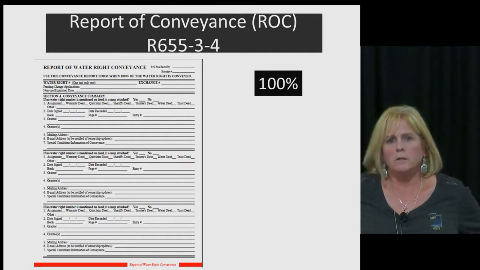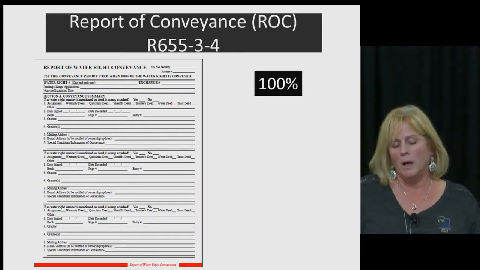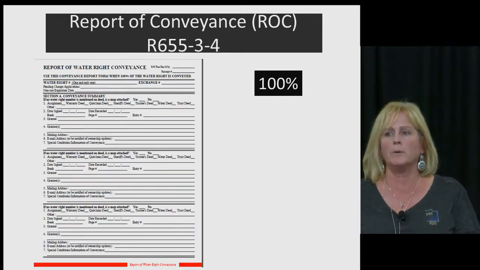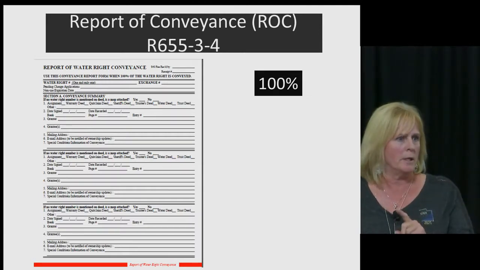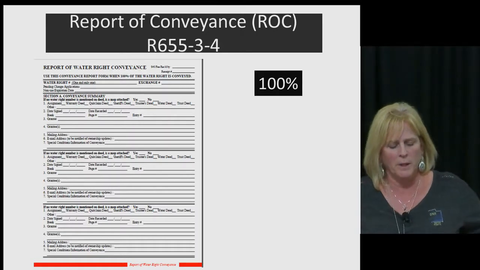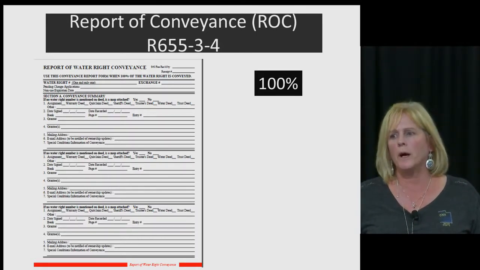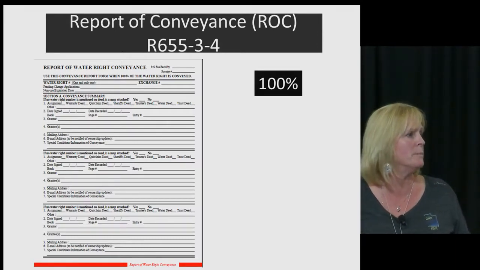Okay, so we've talked a lot about the report of conveyance. We've talked about how addendums and assignments could be used as a report of conveyance when the county recorder submits them. Well, here is the report of conveyance. This is a 100% form, and the report of conveyance consists of a form provided by the state engineer that must be completed by the submitter.